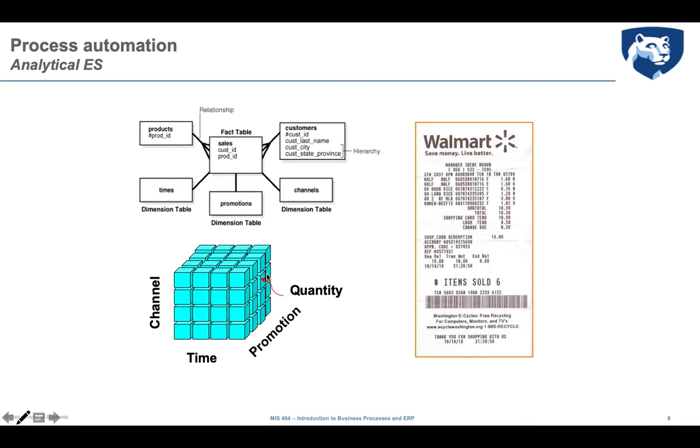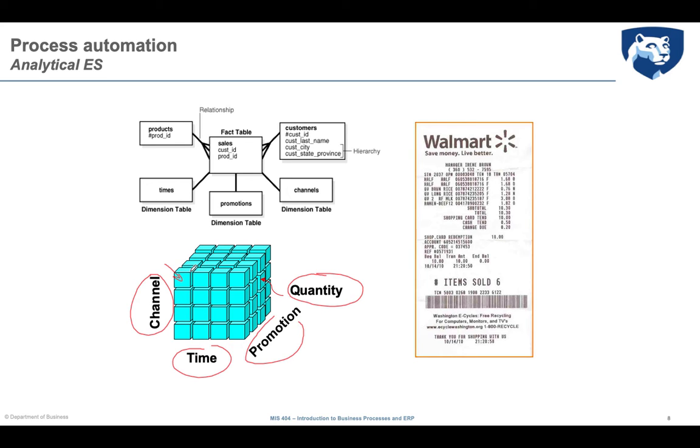This is an example. For example, let's consider the case of Walmart. Walmart records transactions about quantity bought by customers, promotion, when they bought, and which type of channel. Each single piece of data is recorded in a particular database in the company.